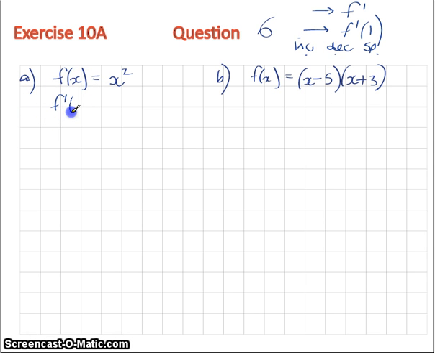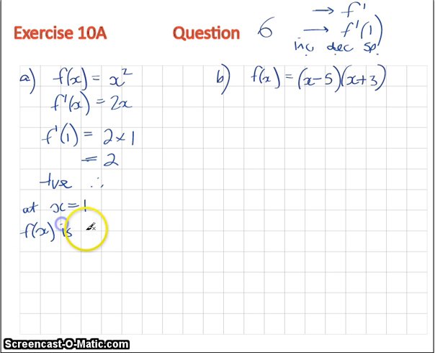So I'm going to use the power rule. That means that's going to be f dash x equals 2x. Then I evaluate f dash of 1 and I get 2 times 1, which is 2. I can see that that is positive. So therefore at the point where x equals 1, the function is increasing. Increasing because that was positive.